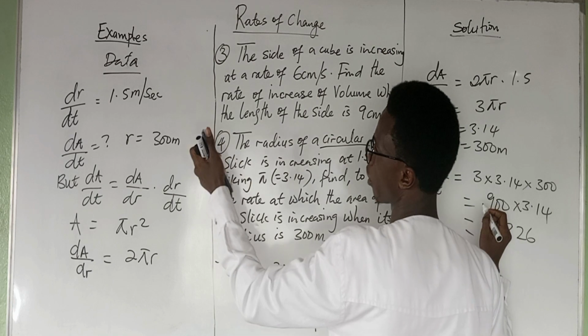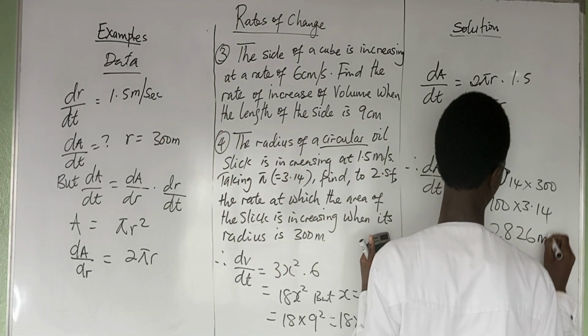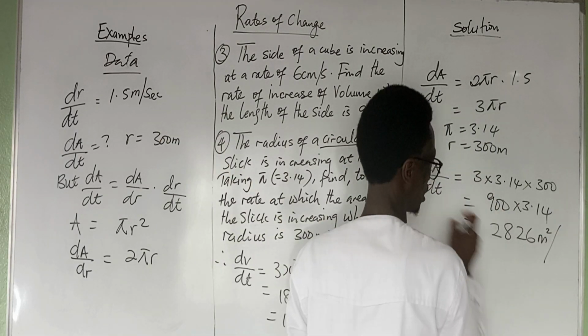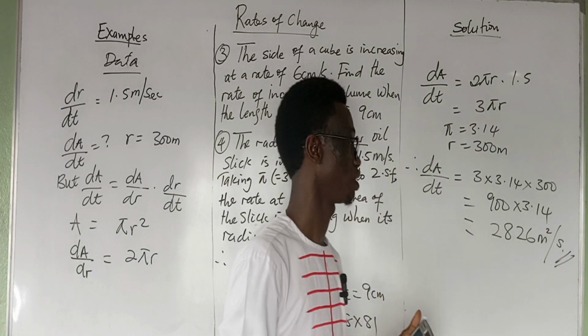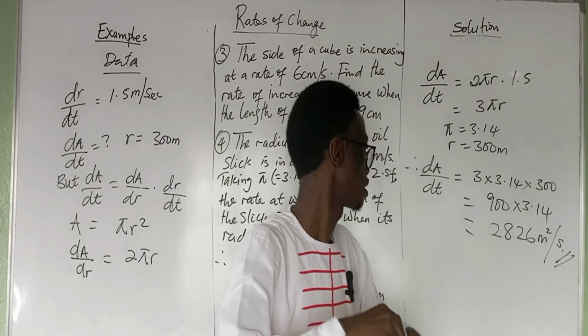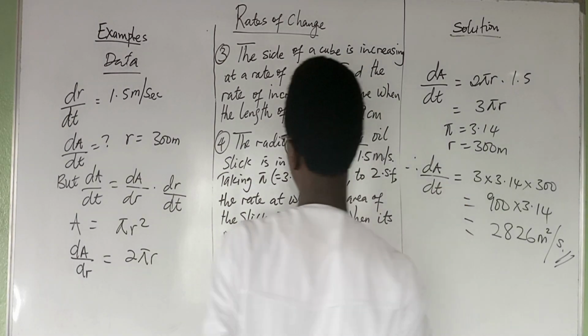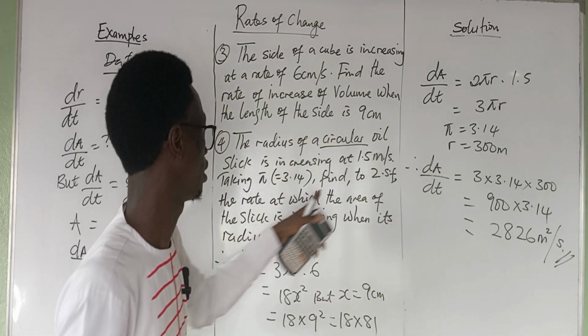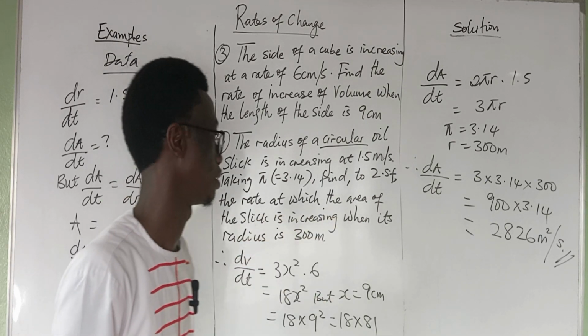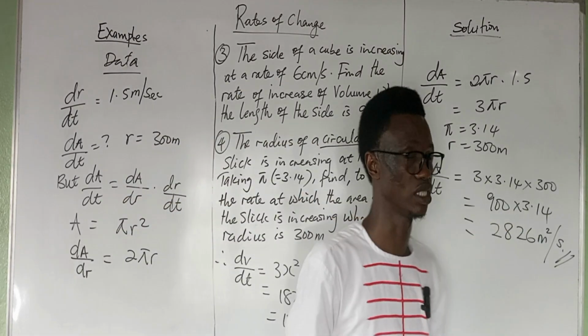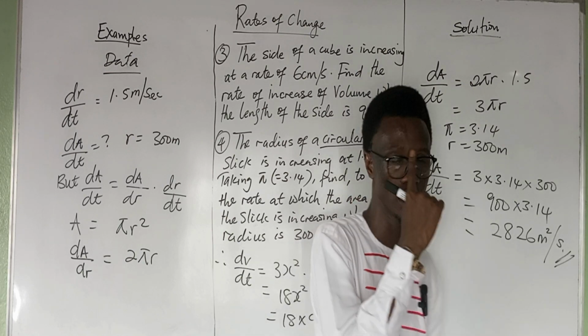And we are talking of area. The unit here was meters, so it's meters squared per second. 2826 meters squared per second is the rate at which the area is increasing. The rate at which the area of the slick is increasing is 2826 meters squared per second.